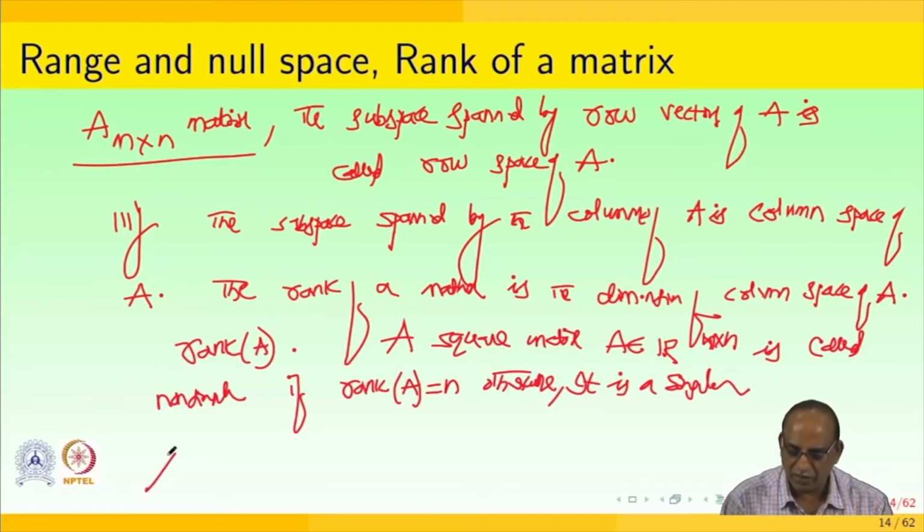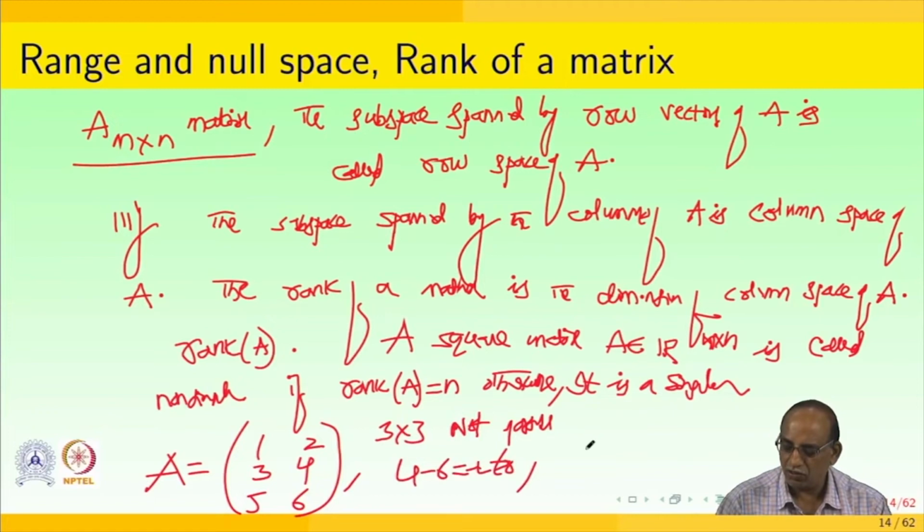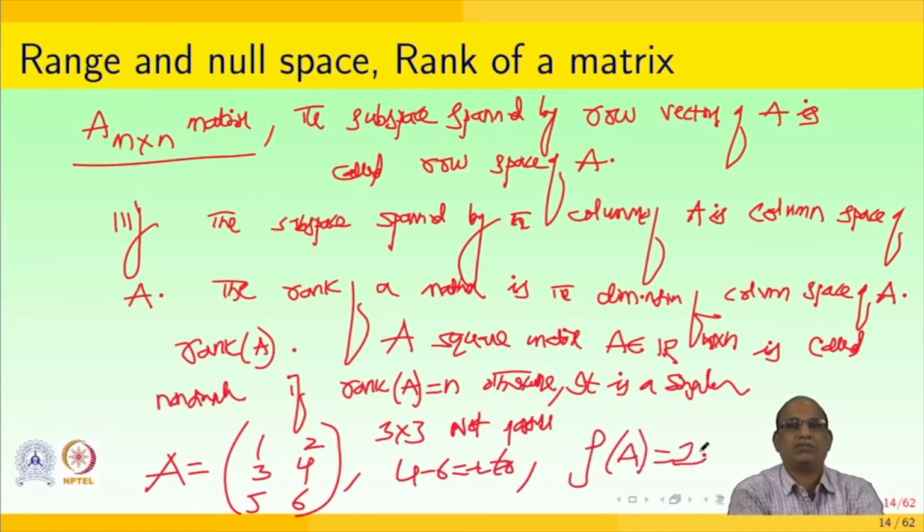If you have the matrix A with rows 1, 2, 3 and 4, 5, 6, the rank being 3 is not possible. There should be at least one non-zero 2 by 2 minor, that is 4 minus 6, which is minus 2, not equal to 0. So I can write rank of A is equal to 2 in this case.